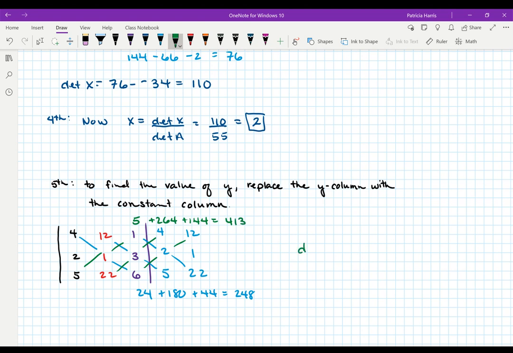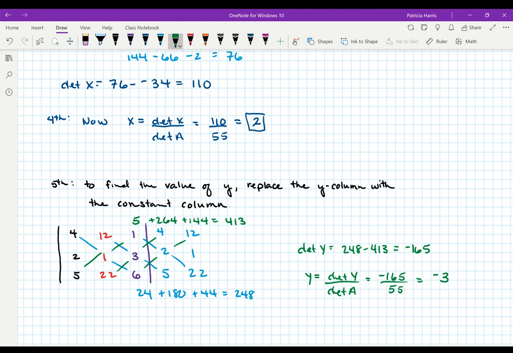Okay, so the determinant of y, bottom minus top, negative 165. Okay, now to find y, you're going to take the determinant that you just found, divide it by the very first determinant. So negative 165 divided by 55, negative 3. Okay, so now we have x equals 2, y equals negative 3.